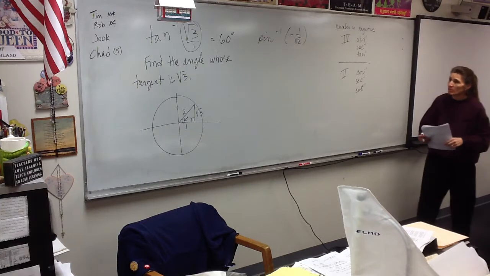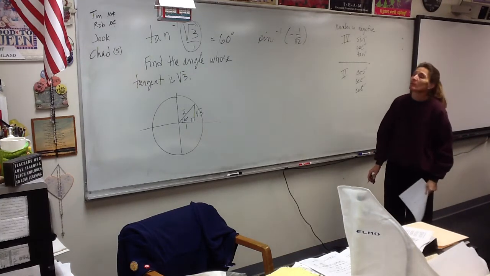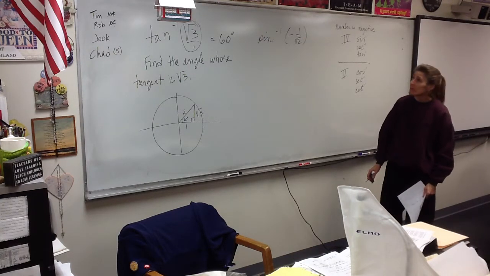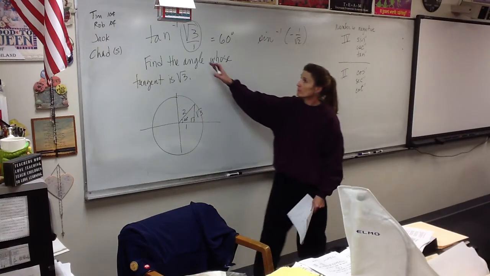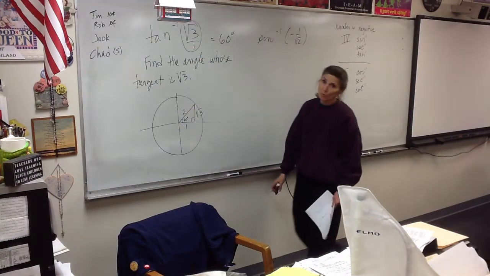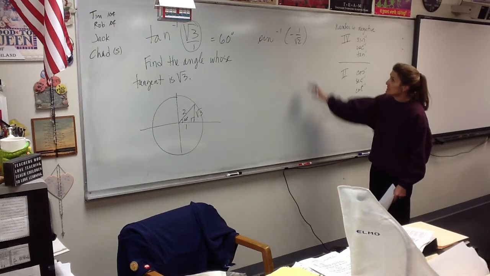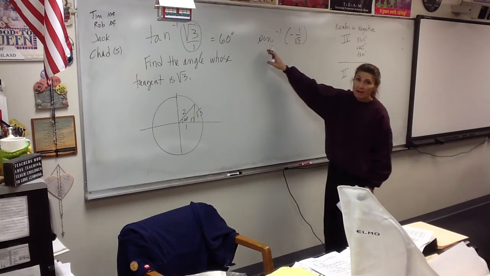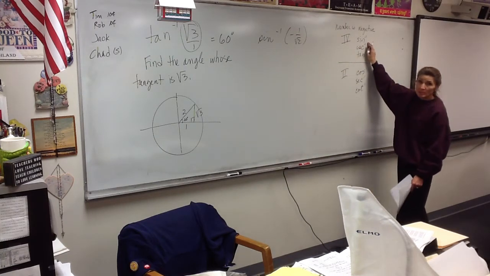Now you're thinking to yourself, Ms. Ford, how am I supposed to know that? You just need to memorize it. You need to memorize that if this number is positive, you're going to draw it in quadrant 1 every time. If it's a negative number and it's a sine, then it belongs in quadrant 4.